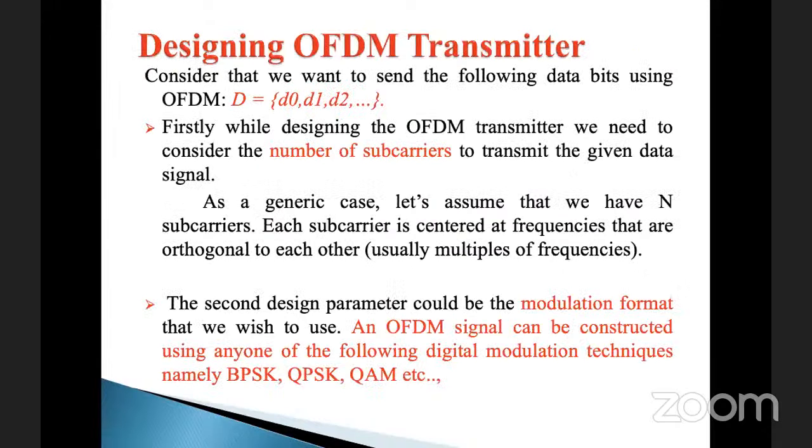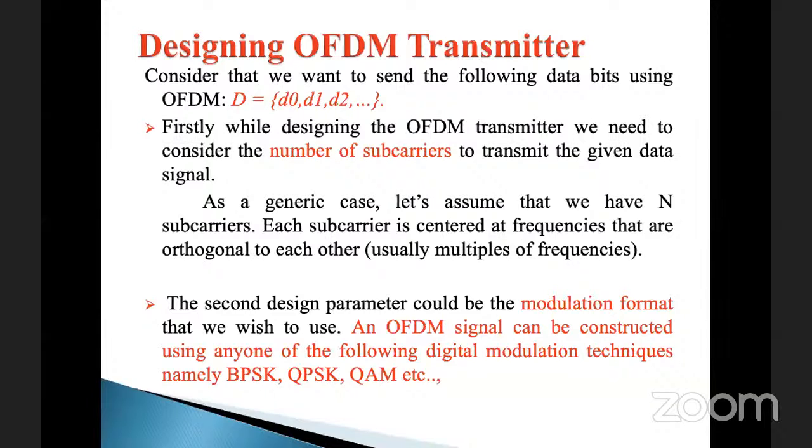So how do you design this OFDM transmitter? Generally, we take the bits, and while designing the OFDM transmitter, we need to consider how many subcarriers to use to transmit the given data signal. Suppose I want to transmit in QAM or QPSK format. QPSK takes 2 bits at a time. Say I use 10 carriers. Each carrier takes 2 bits because it is QPSK format. So 10 into 2, that means 20 bits.